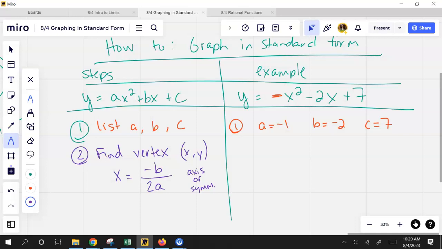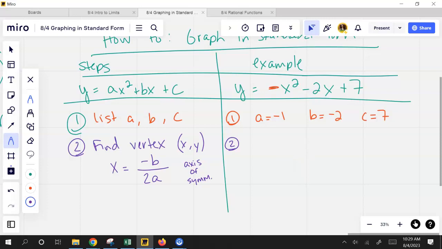So I'm going to flip over to my example side, and I'm going to say, okay, let's find first the x part of the vertex. So for my vertex, x equals, well, what's the opposite of b here? Positive 2. 2 over, and then I have to do 2 times a. So 2 times what? Negative 1. Everybody okay? Which is 2 divided by negative 2, which is negative 1. Now that is what we're going to plug in.